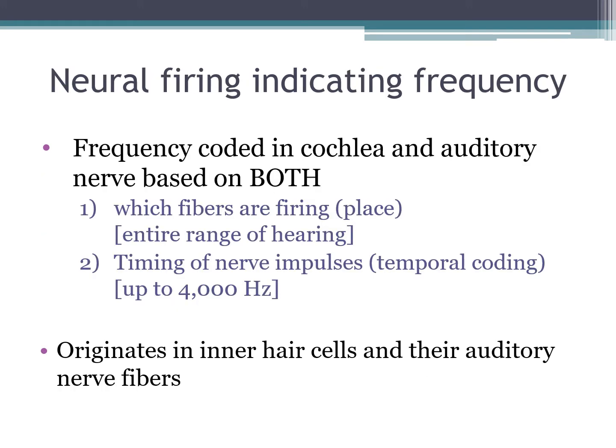So just to put that all together, frequency coding, or coding for pitch, at the level of the cochlea and the auditory nerve, is based on both which fibers are firing, which is the place theory, the tonotopic map that we see on the basilar membrane across the entire range of hearing. It also depends on the timing of the nerve impulses, where we see temporal coding or phase locking to the peaks of condensation. And that's happening up to about 4,000 hertz.